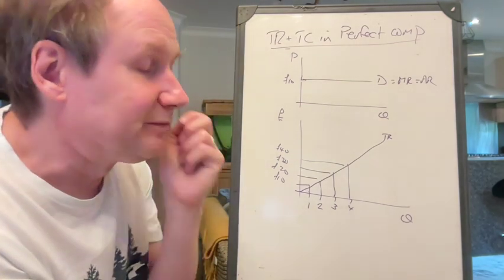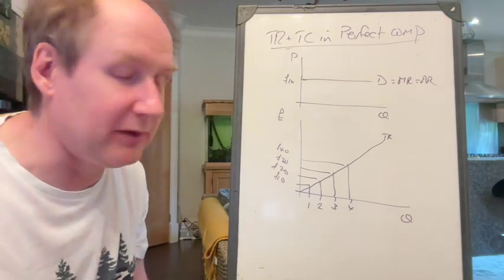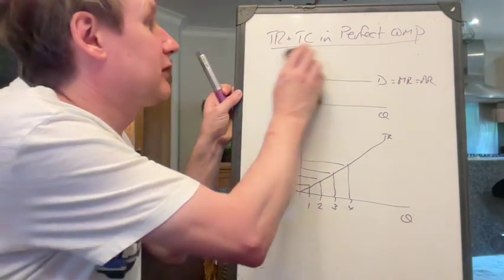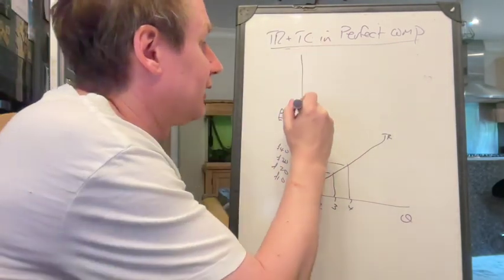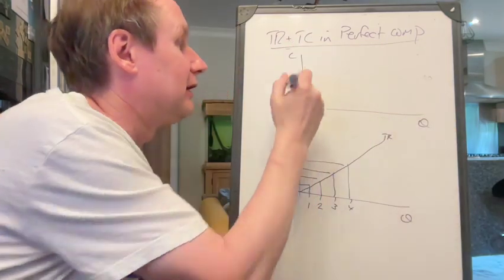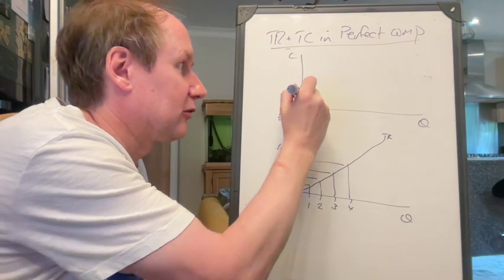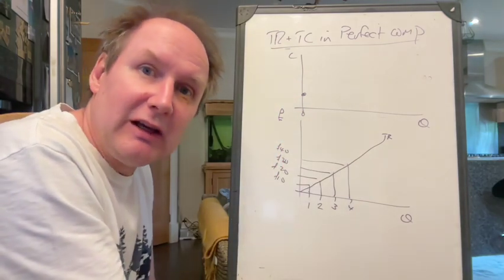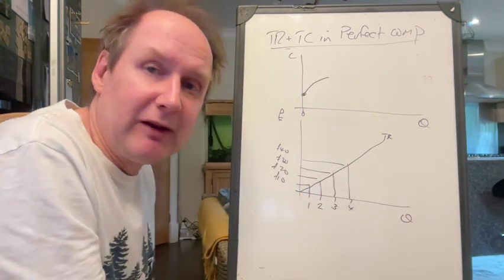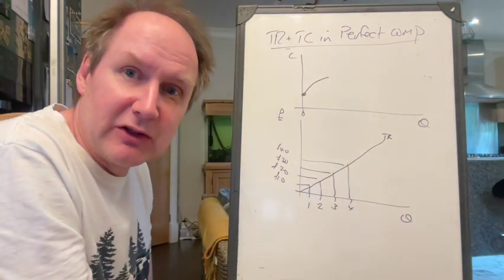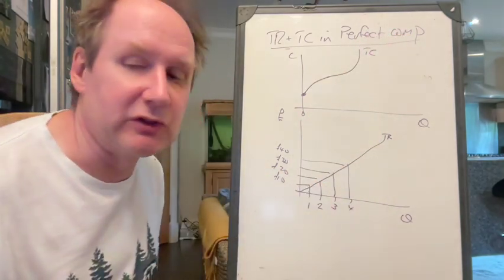So that's total revenue. Total cost. We know what that one looks like. I'll just get rid of this for a minute. Total cost, we know what that looks like because we did it ages ago. But as a reminder, we know that if you make no units, you still have your fixed cost to pay. So total cost starts there. Whilst there are increasing returns to the variable factor, total cost rises more slowly. Then when there are diminishing returns to the variable factor, total cost rises more quickly. So it looks like that.